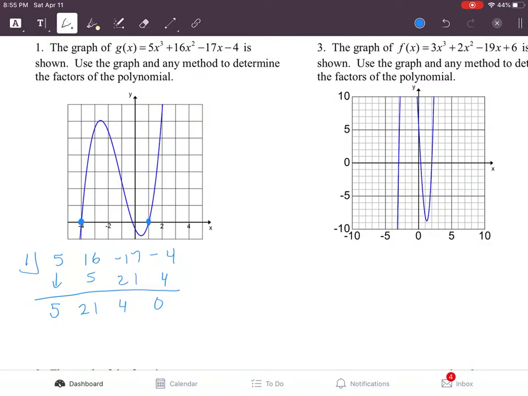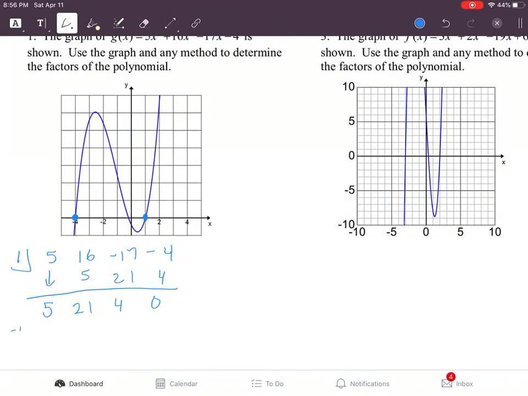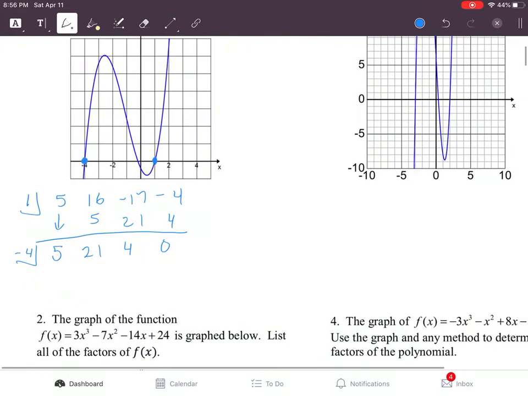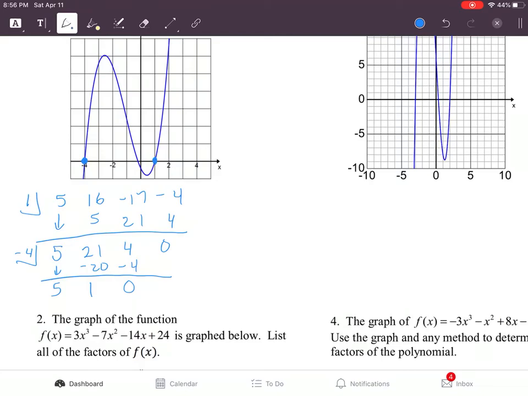This is still way too big, and we could factor this if we wanted to. But since we have another factor, we can just do synthetic division again. Our other factor is -4. We're going to do synthetic division one more time, using the other root that we have, which is -4. Again, we drop the first number, which is 5. -4 times 5 is -20. 21 plus -20 is +1. And -4 times 1 is -4, which gives us 0 when you combine those numbers.